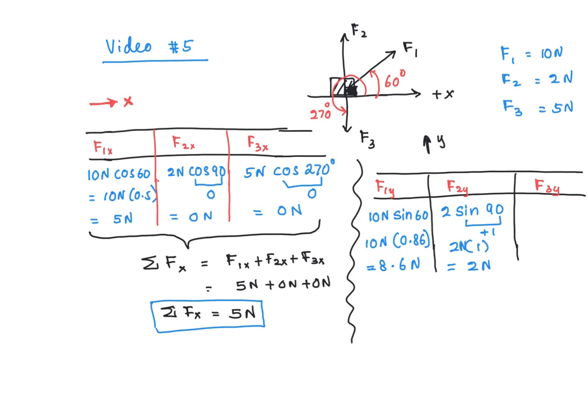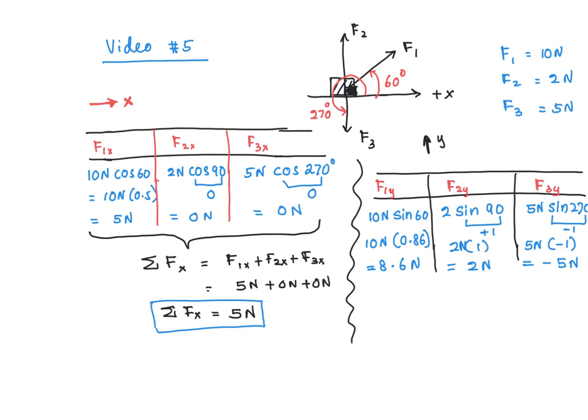And then the last force is 5 Newton and sine 270. And this is the minimum value of sine, and there you have a negative 1. So 5 Newton times minus 1, and that gives us negative 5 Newton.